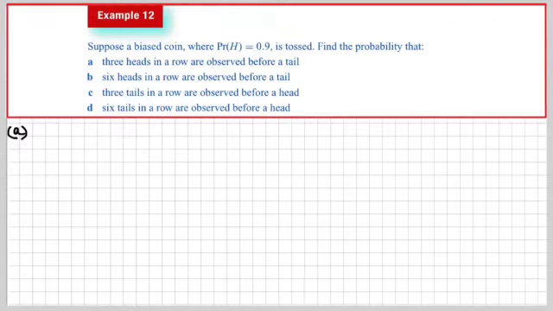Yep. Okay, now, suppose that a biased coin where the probability of getting a head is 0.9 is tossed, okay? Find the probability that 3 heads in a row are observed before a tail and all those other scenarios. Let's just do A first. Won't bite off more than we can chew. So what we're looking for here is the probability of head, head, head, tail, right? That's head and head and head and tail.